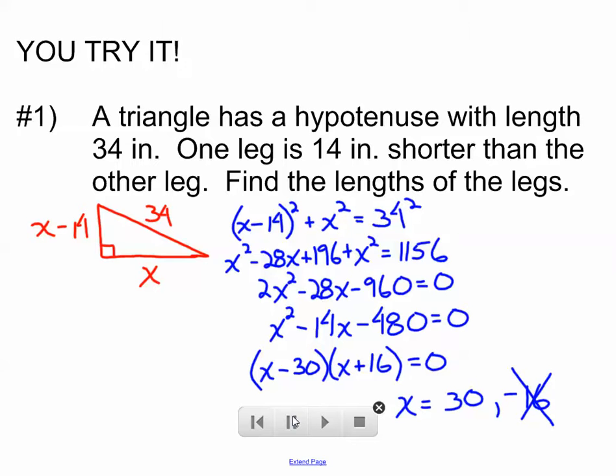However, if we use negative 16, we would have a negative side of a triangle, so I'm going to ignore that. So I know that this longer leg has got to be 30. And this shorter leg has got to be 14 less, so it's 16 inches. 16 inches and 30 inches are the lengths of the legs.